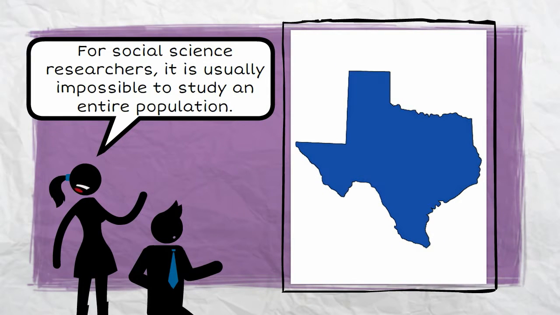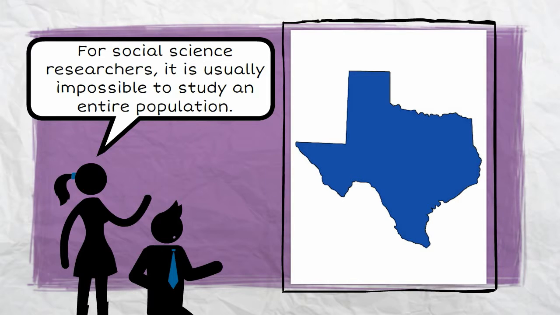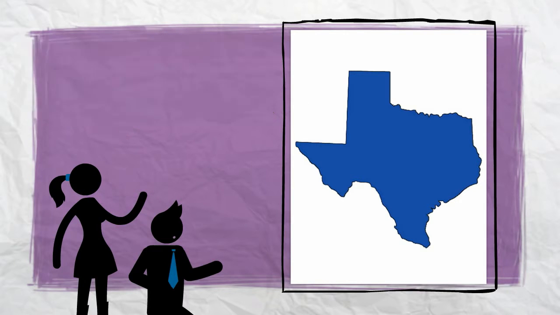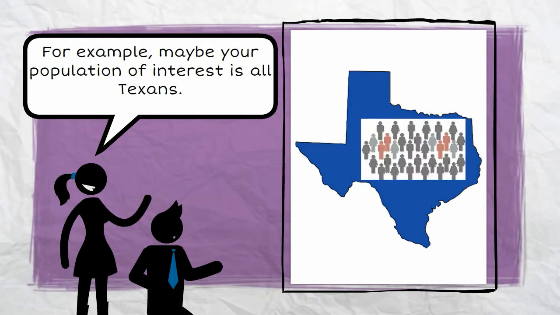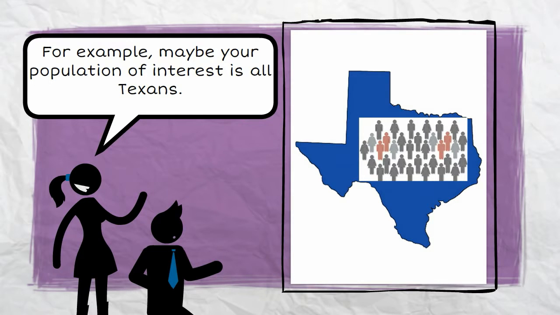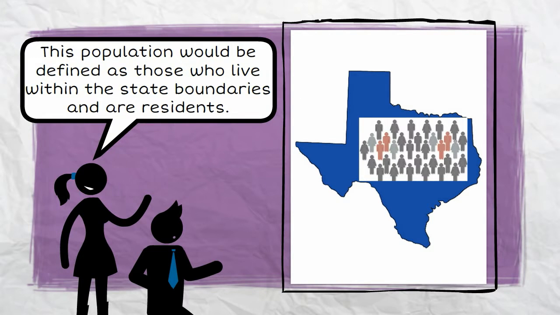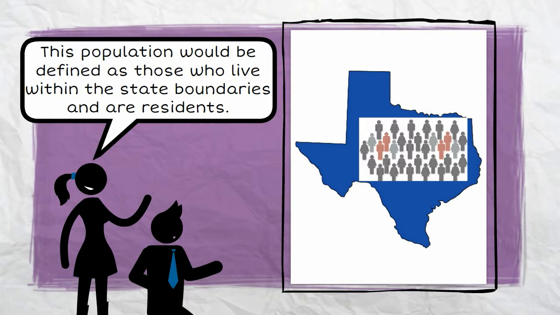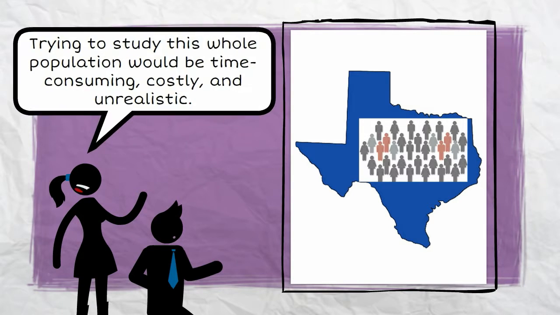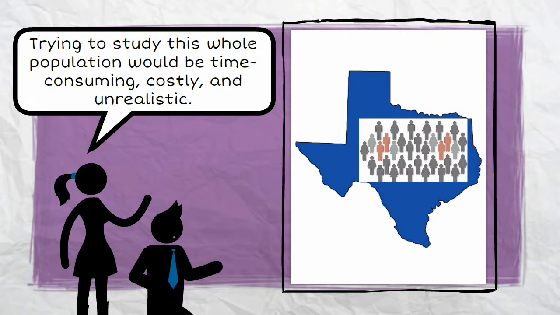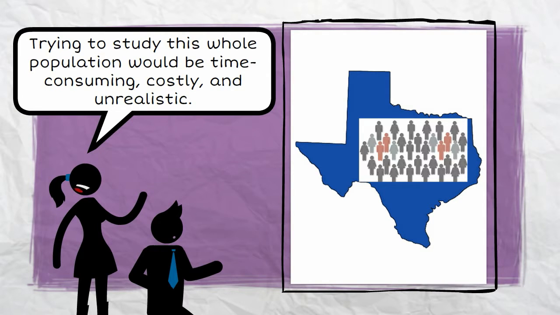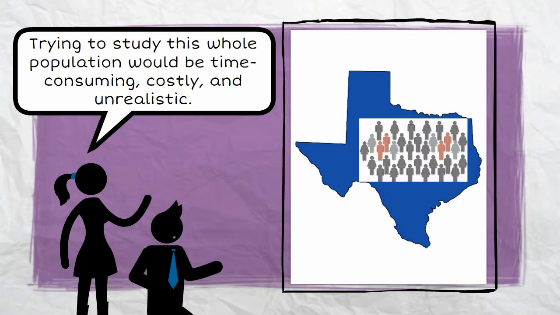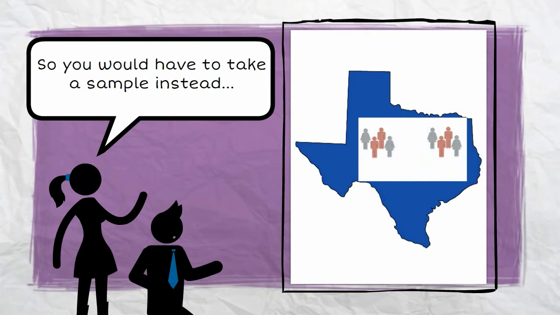For social science researchers, it is usually impossible to study an entire population. For example, maybe your population of interest is all Texans. This population would be defined as those who live within the state boundaries and are residents. Trying to study this whole population would be time-consuming, costly, and unrealistic. So you would have to take a sample instead.